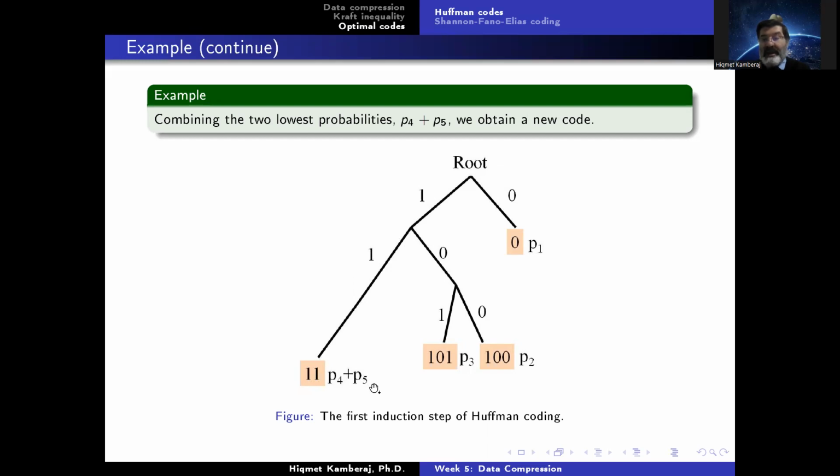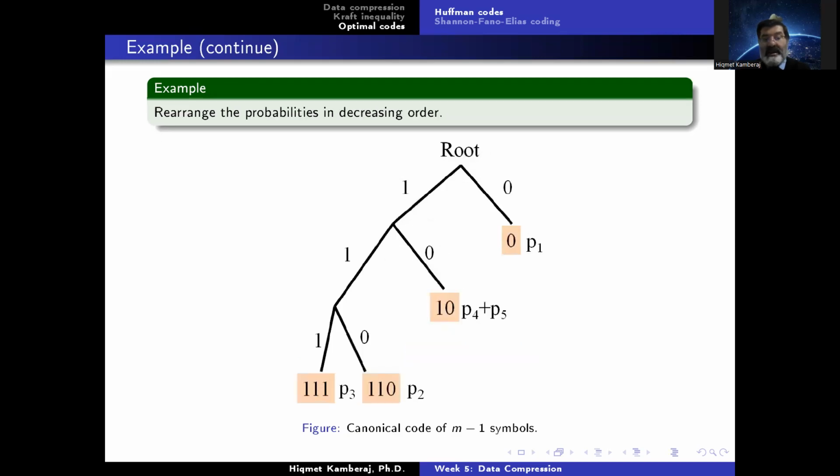Now you can notice that I want to have a Huffman code. So whenever p_1 is greater than or equal to p_2, greater than or equal to p_3, greater than or equal to p_4 plus p_5, and so on, then l_1 must be less than or equal to l_2 and so on. But l_1 is equal to 1, and l_2 and l_3 are equal to 3, while the length for p_4 plus p_5 is equal to 2. So I have to rearrange it. To rearrange it, you bring the code length with probability p_4 plus p_5 into the second place, because it has to have a length of 2.